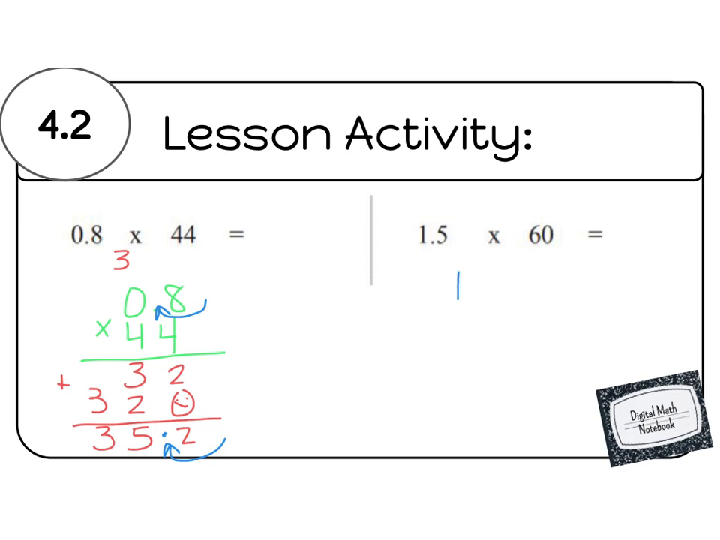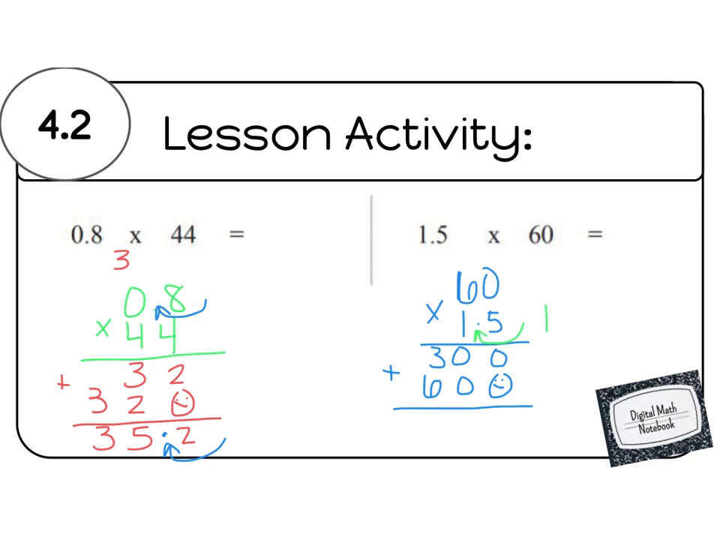Let's get started on the next one. I'm going to put 60 on top. Times 1.5. I'll get you started and then you can finish. 0 times 5 is 0. 6 times 5 is 30. Then we start with a magic 0. 1 times 0 is 0, and 1 times 6 is 6. We're going to add these numbers together, and then we're going to count our place value 1 place.